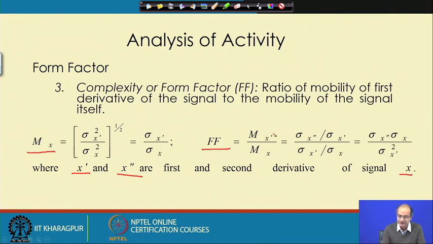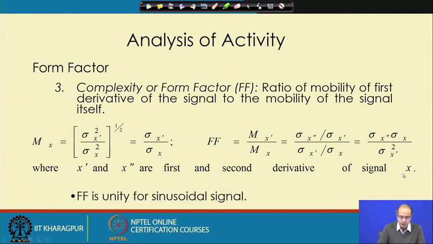Now, to compute that we need the double derivative of the signal for the mobility of x dash. So, we replace those values, and what we get is that the form factor is a function of the standard deviation of the double derivative of the signal, the standard deviation of the signal, and the standard deviation of the derivative of the signal. Okay. So, using that the form factor is determined.